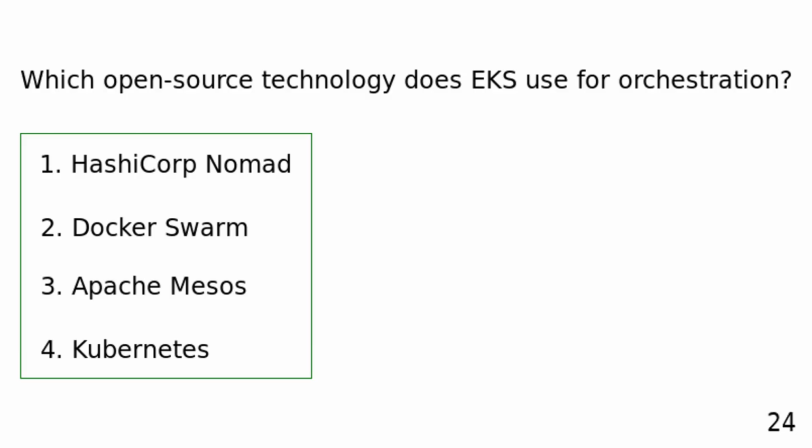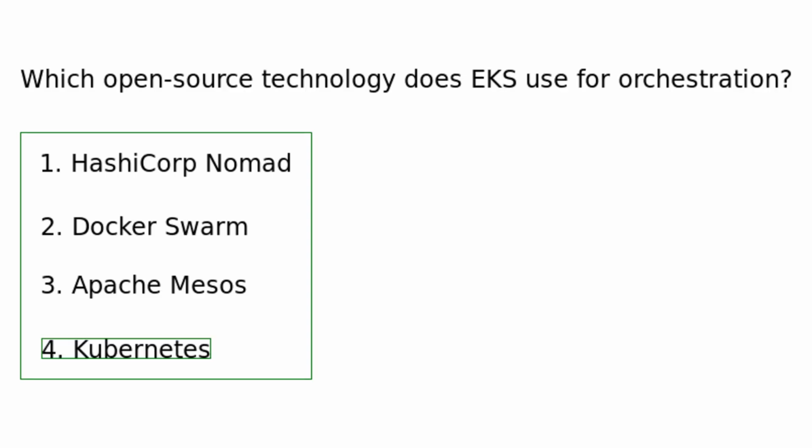Which open source technology does EKS use for orchestration? HashiCorp Nomad, Docker Swarm, Apache Mesos, Kubernetes. EKS uses Kubernetes, the industry-standard open-source technology for container orchestration.